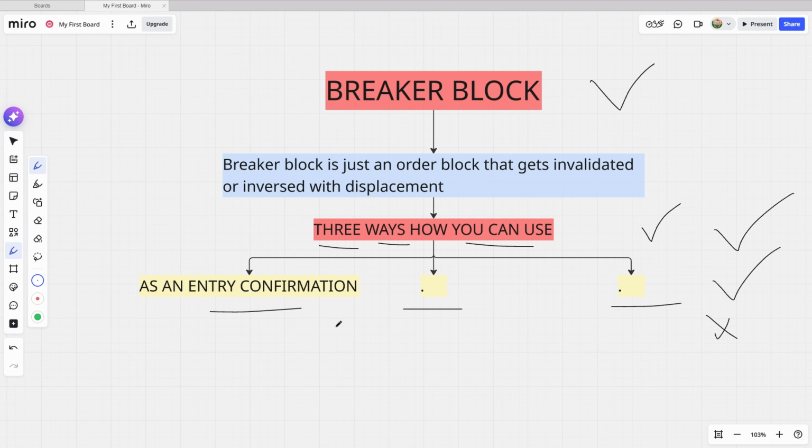But there is one thing that is very important, and that is bias. Bias plays a major role when using breaker blocks. In fact, bias is important in almost every concept I've taught you. You can use any ICT concept. You can do everything perfectly on the chart. But if your bias is wrong, everything will go against you. That's why you must always have a clear bias in your mind before using breaker blocks.